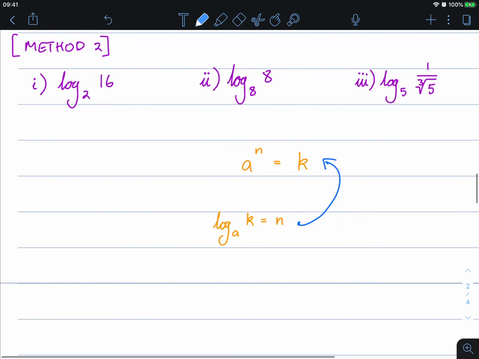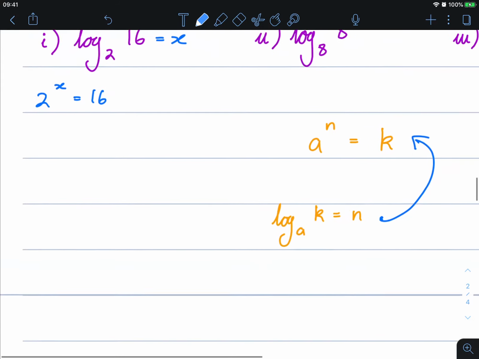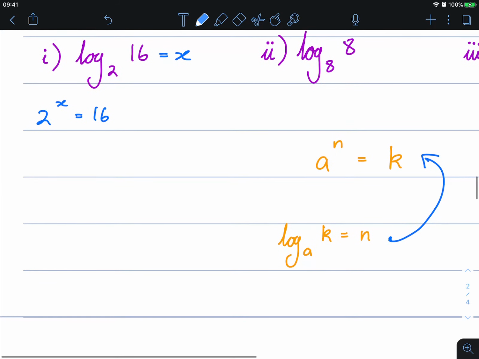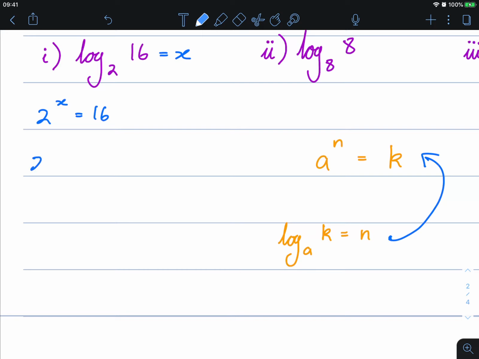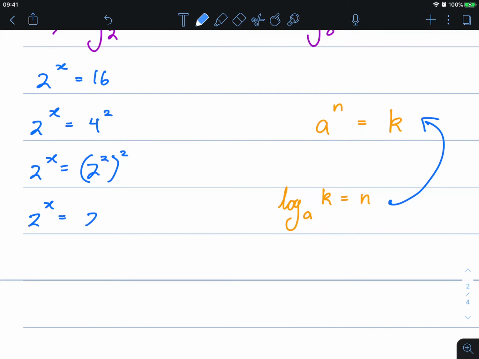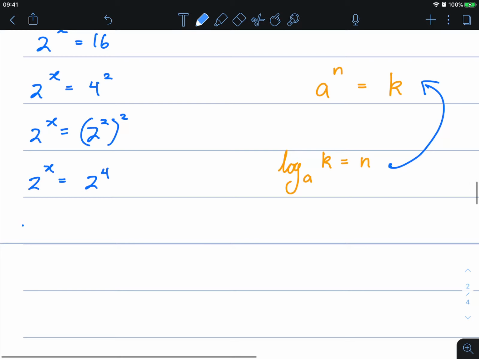So we have log base 2 of 16. What we do is let that equal x. So going backwards from here to the index form, this becomes 2 to the power of x equals 16. And this is what we've seen before in term 1. This is 2^x equals 4 squared, 2^x equals 2 squared all squared, 2 to the power of 4. And we can see just by observation, therefore x equals 4.